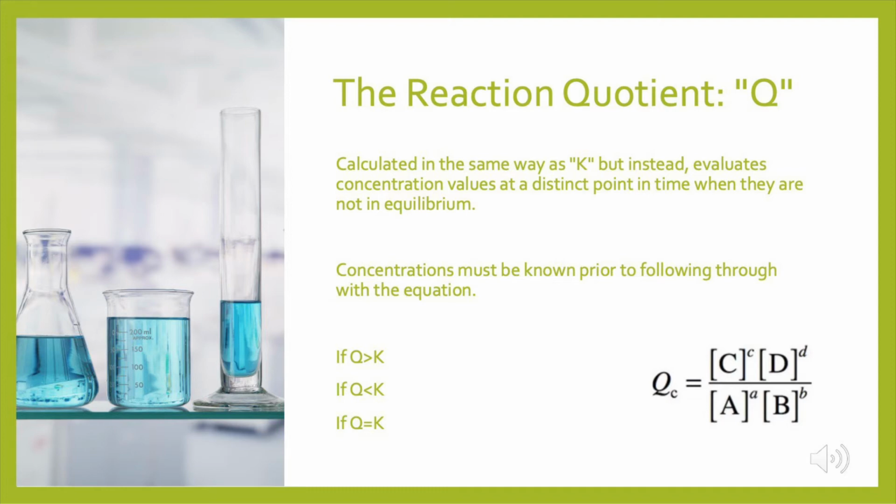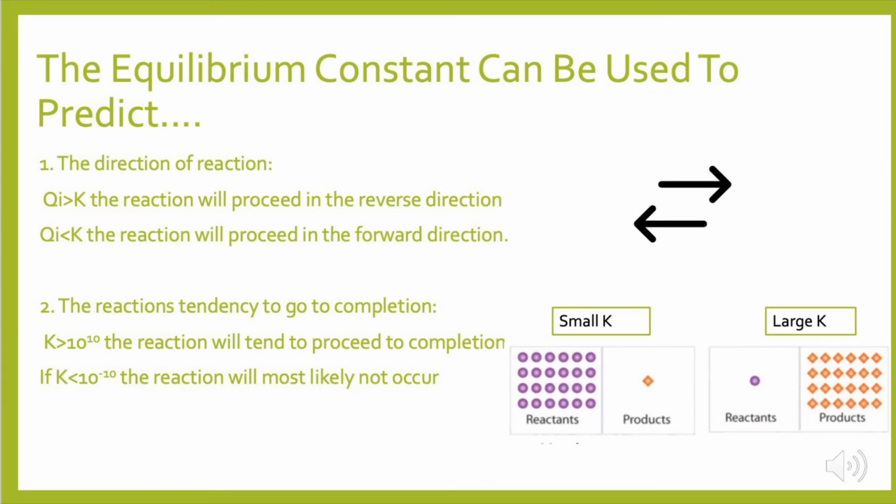If K is greater than Q, the system will be shifted to the right and products will be favored. If K and Q are equal, the system is at equilibrium and no shift will occur, nor will any side be favored.